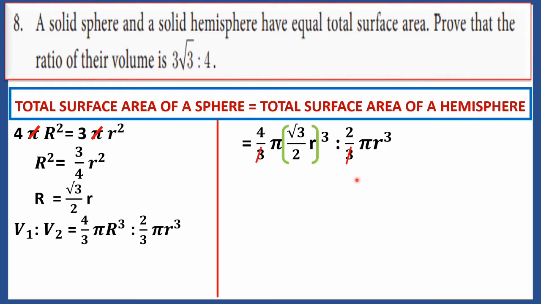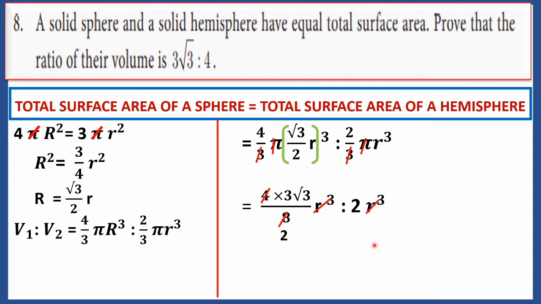Cancel the like terms. 3 and 3 get cancelled. Pi and pi get cancelled. See, take the cube of root 3 by 2. What happened? 4 into root 3 cube equal to 3 root 3. Multiply root 3 by itself 3 times, we get 3 root 3. 2 cube is 8. Then for r cube it is 2 r cube. Cancel the terms. 4 and 8 get cancelled to 2. Then this r cube and r cube get cancelled. So 3 root 3 by 2 is to 2.